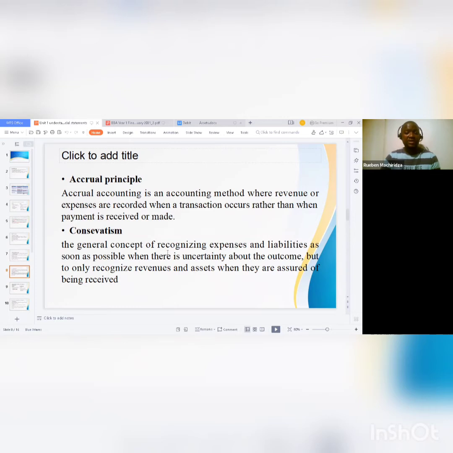And then there's the conservatism concept. The conservatism concept simply states that we realize losses or we realize expenses as soon as we think or we have a general hint that we are going to have a loss.